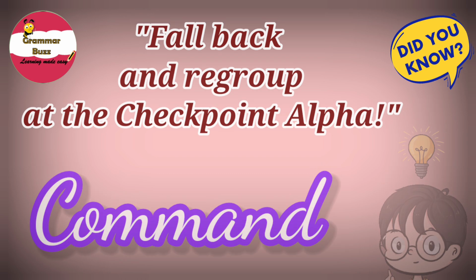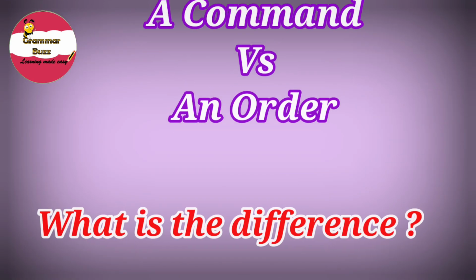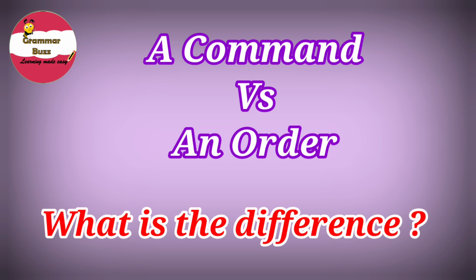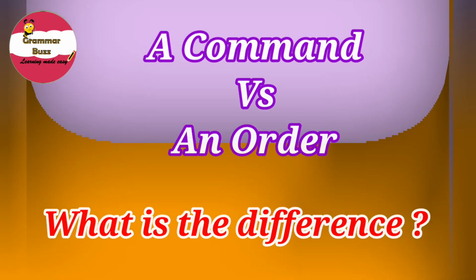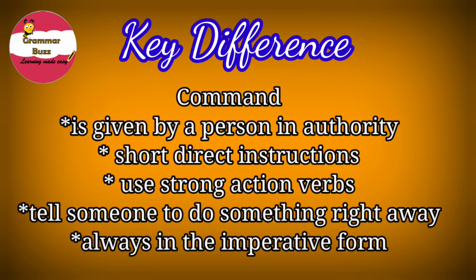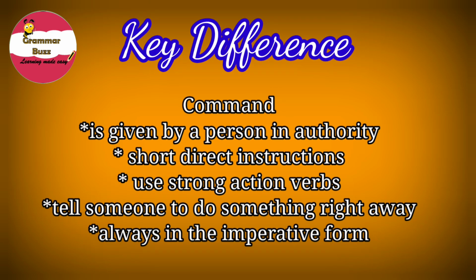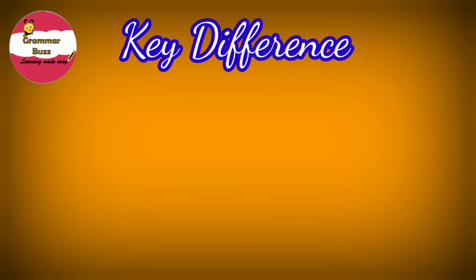Now that we have understood what is an order and a command, let us quickly look into the key differences between the two. The differences are as follows. A command is given by a person in authority or hierarchy. Commands are usually short, direct instructions which use a very strong action verb. They tell someone to do something right away and are always in the imperative form.